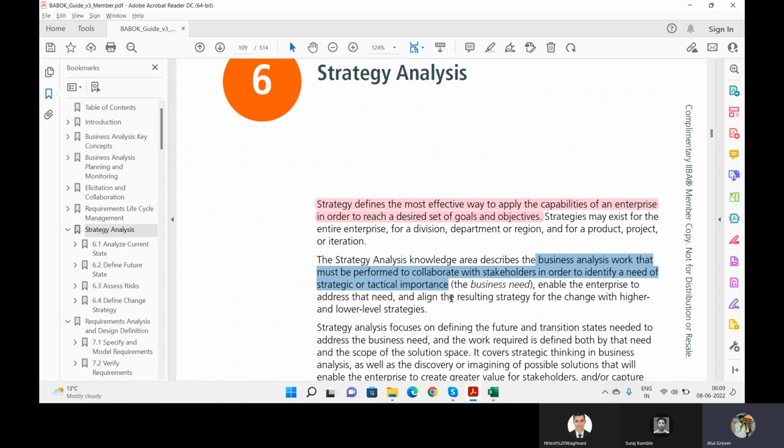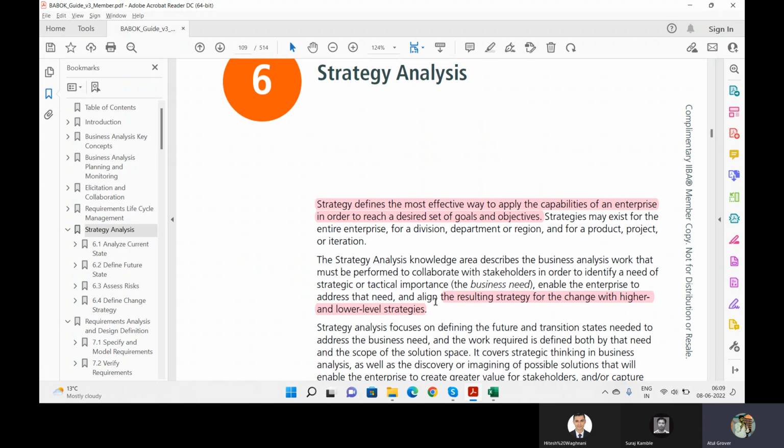Now it is me who collaborates with the stakeholders and tries to identify what type of requirement they're looking for. Are they looking for a strategic change? Ki boss, complete ground se hum digital hona chahte hain. That is a strategical part. Or tactical importance. Theek hai, abhi need hai yaar, isko kar dete hain. Kyunki sab online bolte hain, choti si application bana ke chhod do. Enable the enterprise to address that need. Align the resulting strategy for a change within the higher level or the lower level strategy.